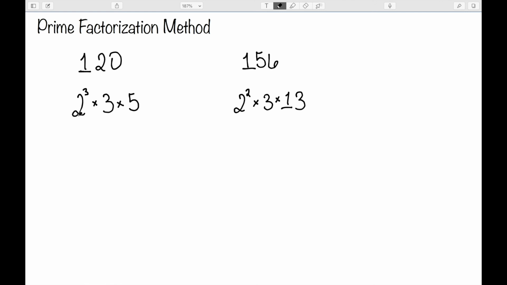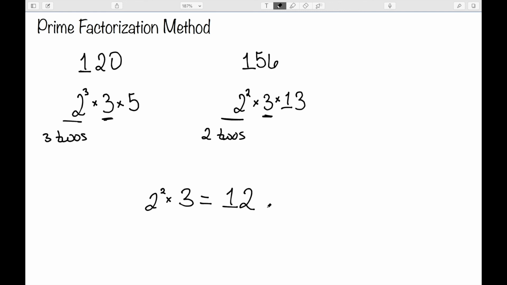And now once again, we're looking at what they have in common. They definitely both have a 3 in common. And this one has 2 2s. This one here is 3 2s, which tells me that they both have 2 2s. This one has an extra 2, but they do both have a 2 times 2 inside of their prime factorization. So the actual greatest common factor would be just multiplying these things they have in common. 2 squared times 3 is 12.